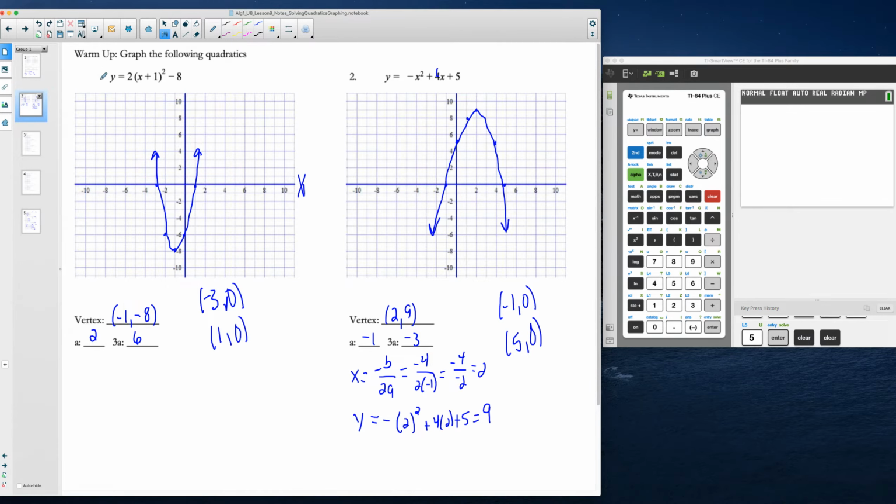So what I was about to say is if we put 0 in for y, because we know if it's an x-intercept, it's on the x-axis, so y is 0. So I would have 0 equals 2 times (x plus 1) squared, minus 8.